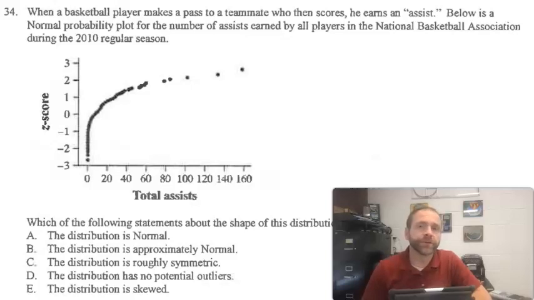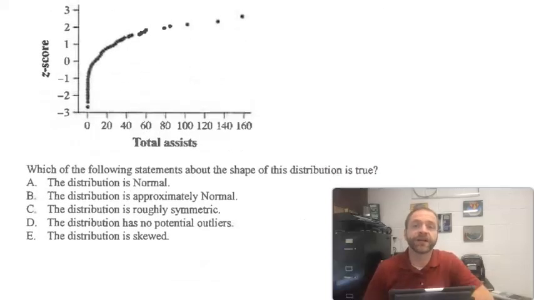We're looking at question 34 in the AP Statistics Midterm Review Packet, and I'm not going to read that prompt. I'm just going to look at what's given to me. It looks like it's a normal probability plot, and I'm going to go ahead and read what I'm being asked to find. Which of the following statements about the shape of that normal probability plot is true? I really don't need the context then, do I? If I look at my choices there, none of them involve the context.